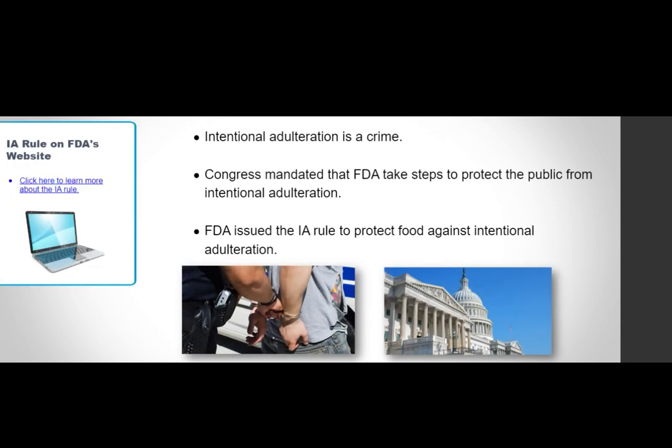Intentional adulteration is a criminal act that can have devastating consequences. That's why Congress mandated that FDA take steps to protect the public from intentional adulteration. FDA issued the IA Rule, which says that covered food facilities must identify and protect their most vulnerable points against intentional adulteration.